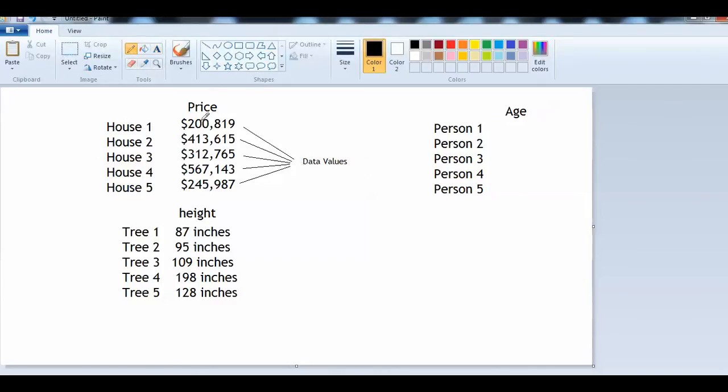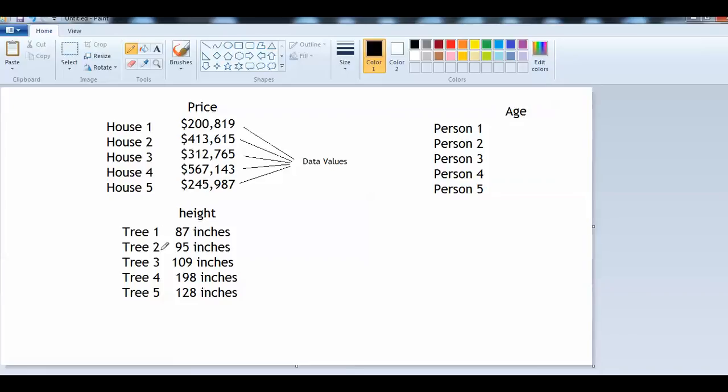And one thing that I forgot to say is that even if some of the values are repeated, you would still record every value. So even if 2 of these houses had the same price, you would still record both prices. So if house 4 and house 5 were both worth the same amount right here, we would still record that same number 2 times.